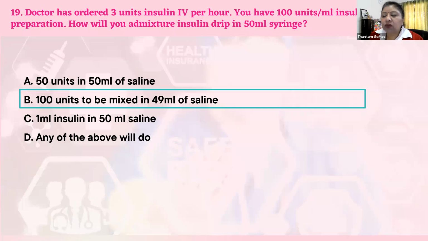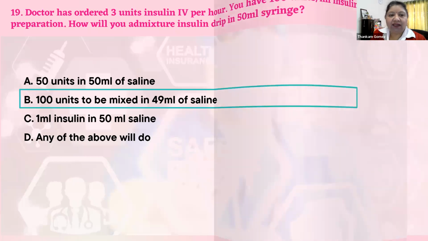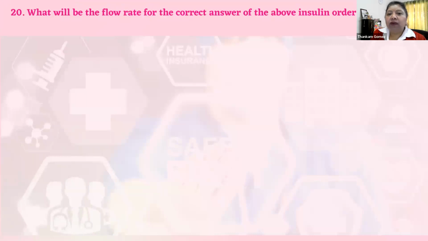So let me ask you, how many units per ml will it finally be when you mix it up? How many units per ml? Okay, 2 units per ml. Hannah has already given the answer. So let's see what will be the flow rate.